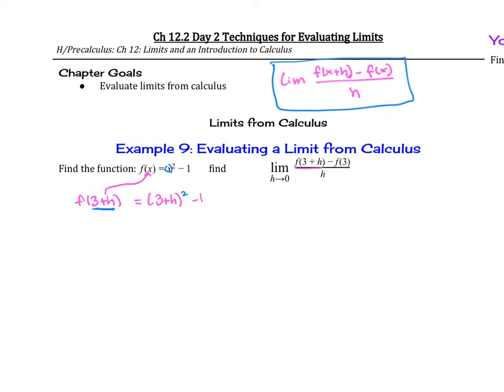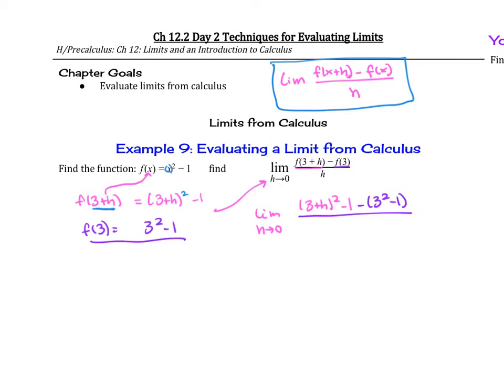So now let's do the next one, f of 3. So f of 3, we're just plugging it in. So 3 squared minus 1. So now let's plug that into the top. So this is the limit as h approaches 0. And this is going to be 3 plus h squared minus 1, and then minus our f of 3, which is this. So minus 3 squared minus 1 all over h.